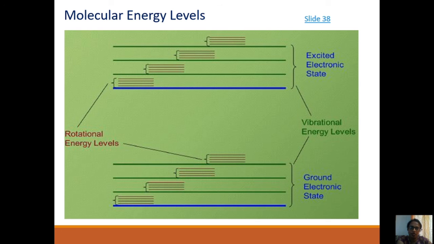So this is all about today's session, about the molecular energy levels and the electromagnetic spectrum. Hope you all understand.